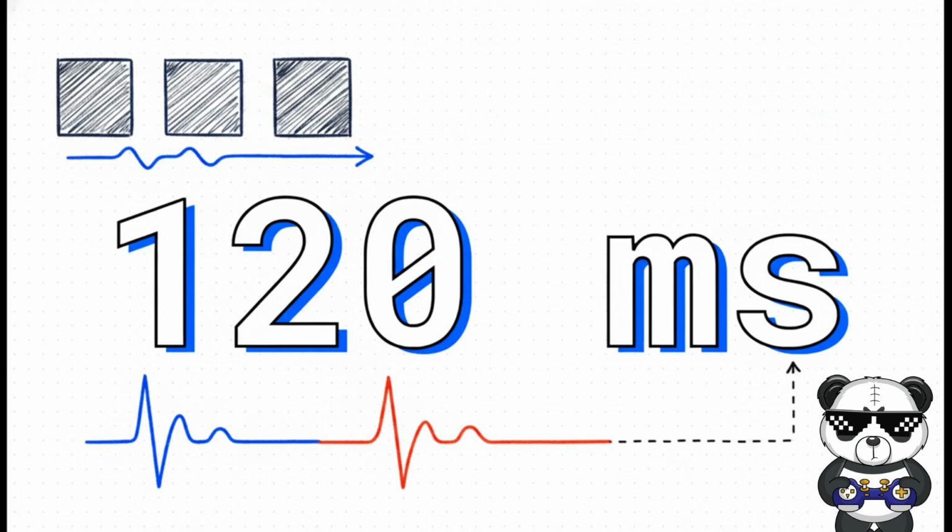Think of this as your speed limit. If your P wave stretches wider than those 3 little squares, well, the electrical signal is dragging through the tissue, and that is an immediate red flag for an underlying structural issue.